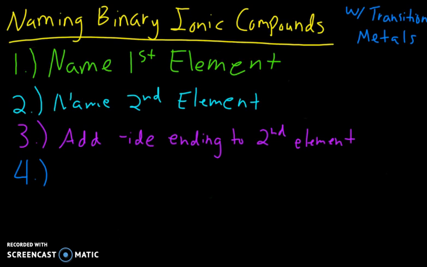in the name. So to do that, we're going to add one extra step to our naming system that we talked about in the last video. So our first three steps are all still the same. You're going to name the first element, name the second element, and add the IDE ending. But now you are going to write Roman numerals to show charge.